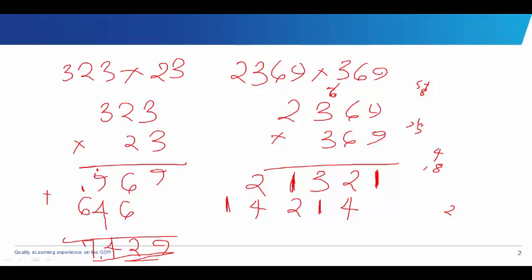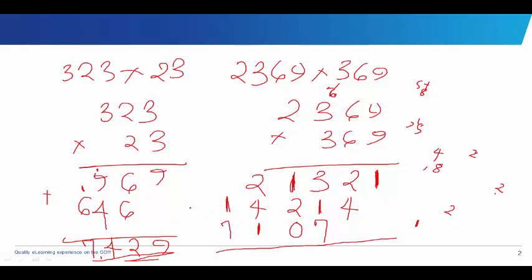Okay. Now for this 3 times 9 is 27. We'll start here. Write 7, carry 2. 3 times 6 is 18. 18 plus that 2 gives us 20. We'll write 0 and carry 2. 3 times 3 is 9. 9 plus this 2 is 11. We'll write 1 and carry 1. 3 times 2 is 6. 6 plus this 1 gives us 7.